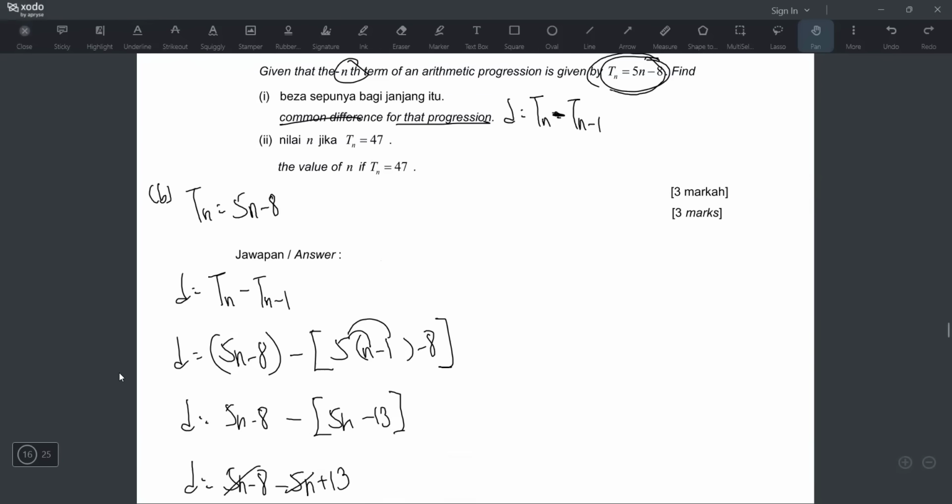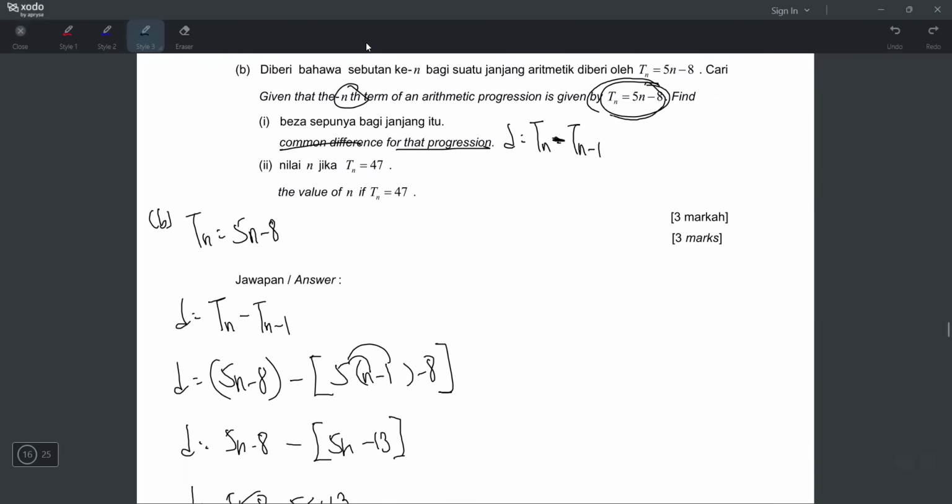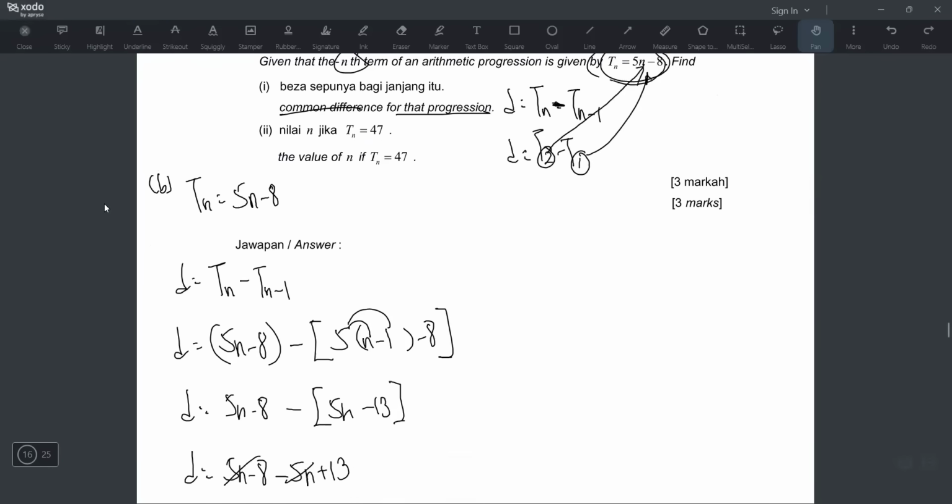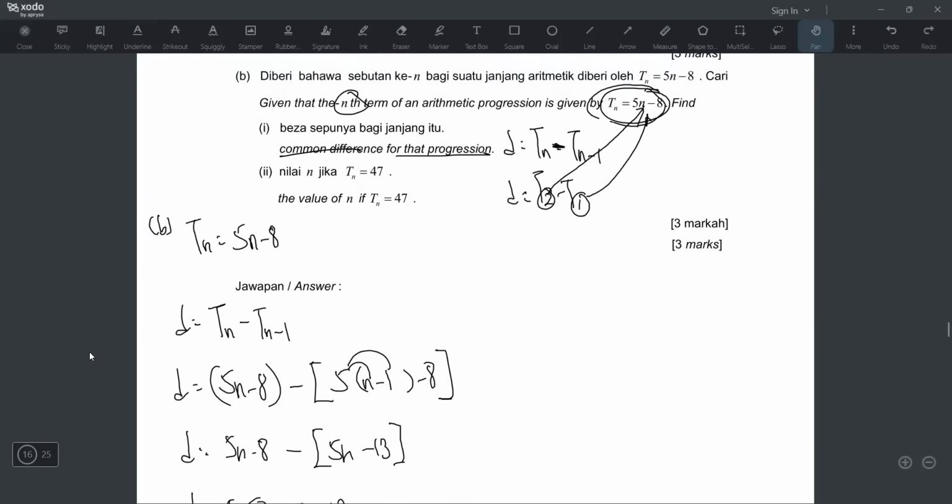Okay, of course you can do it another way, which is you find the T2 minus T1 lah. Can also. And then find T2 is like you ganti the 2 inside lah. 5 times 2 minus 8 and then tekan. And then ganti 1 dalam, tekan 5 times 1 minus 8 and then tekan. And then take the T2 answer minus T1. Can also. You dapat sama je. You dapat ini juga kalau you buat macam tu.